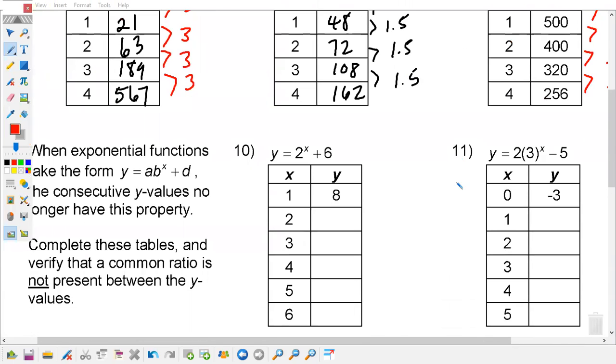Now, what if I have an exponential in the form of y equals a b to the x plus d? Uh-oh. Plus d. And what happens is that property no longer works. So a table could be exponential with the plus d, with a transformation. And what we have to do is first find the common difference and then the common ratio. So that plus 6 adds an additional step.